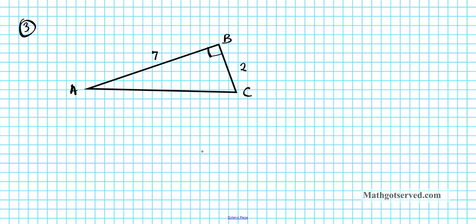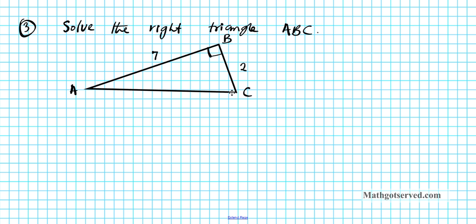Alright, let's take a look at the last question, question number 3. The task is to solve the right triangle ABC. So what does it mean to solve a triangle? To solve a triangle means that you should find the measures of all the angles and the sides. We're given the measure of one angle and two sides. Now we have to find the measure of the two other angles and the third side.